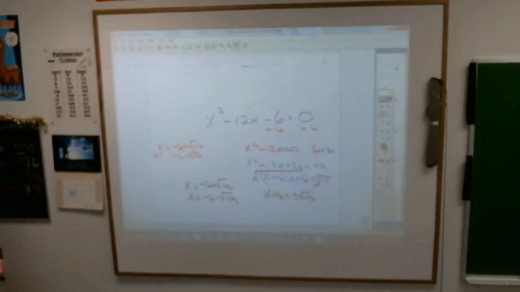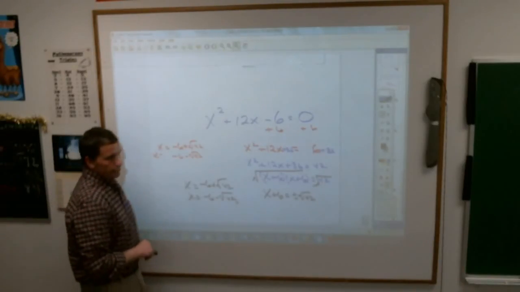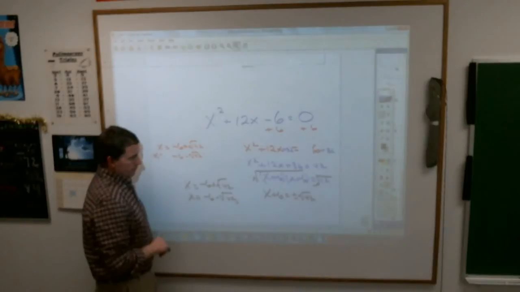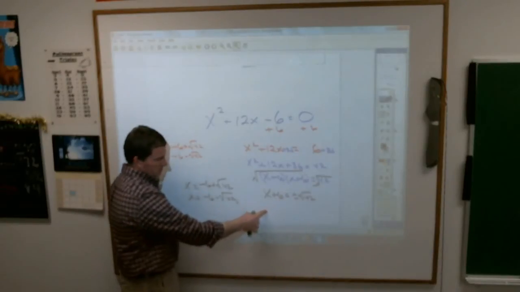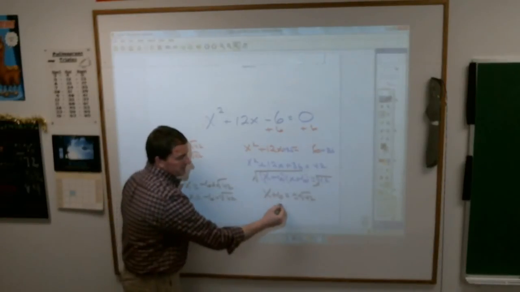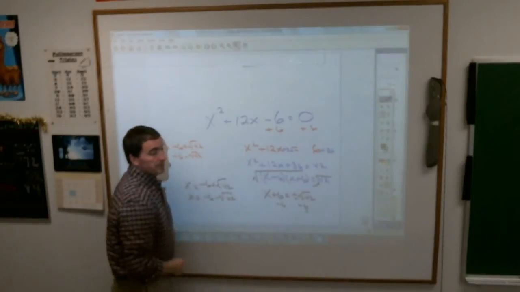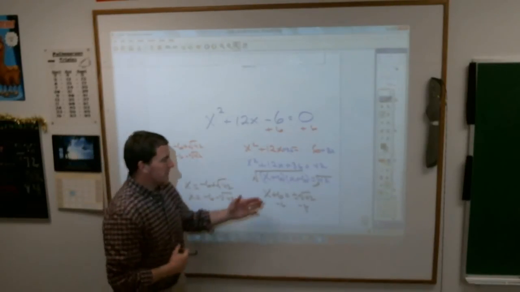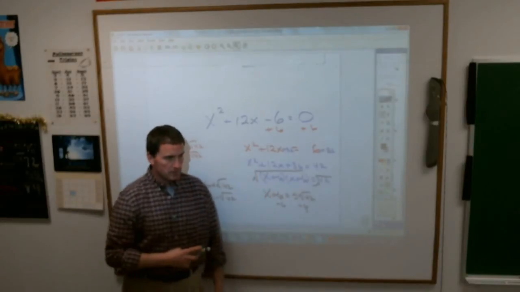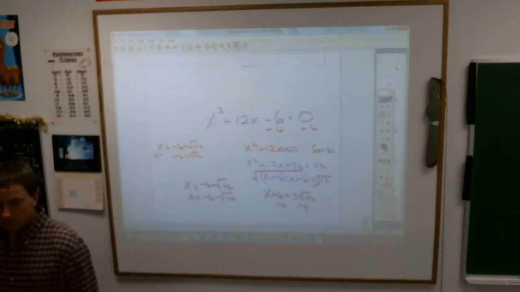Wait, so why did you put a plus or a minus after the minus 6? Wait, are they both minus 6? I needed to subtract this 6 to get it to the other side, so it becomes a minus 6. For both of them. Both times I gotta subtract 6. So what's the answer?